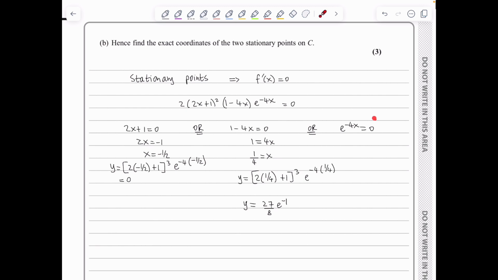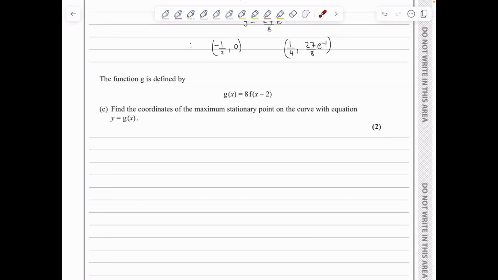And for e to the minus 4x being equal to 0, we know that this is not yielding any solutions. It's rejected, it's not valid, because e to any power will always give me a positive result. And therefore we conclude that we've got two stationary points, minus a half, 0 being the first one, and the second one being a quarter, 27 over 8 e to the minus 1.